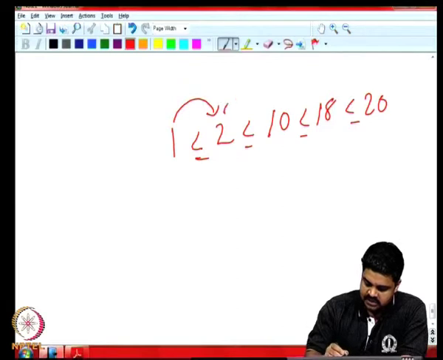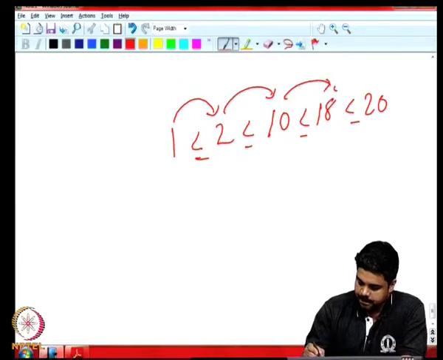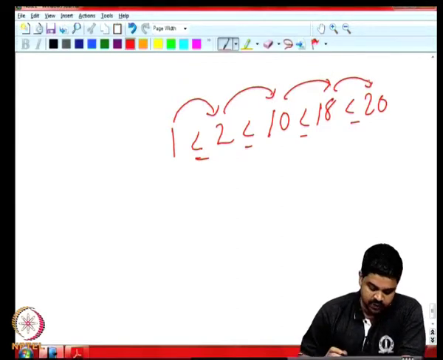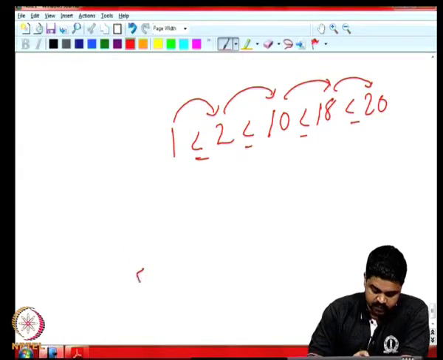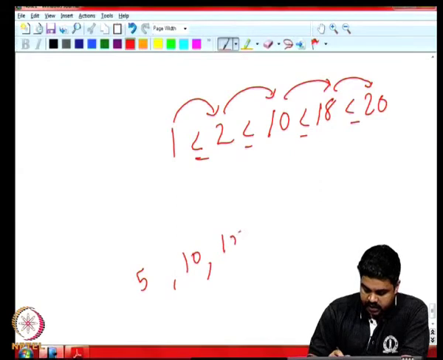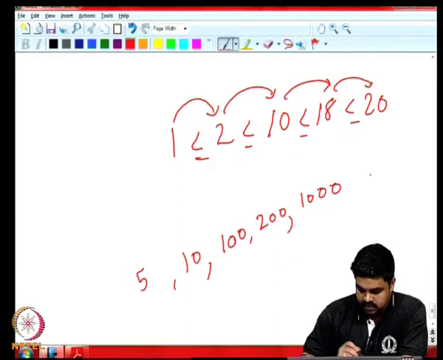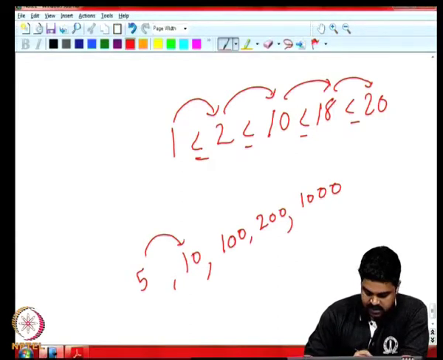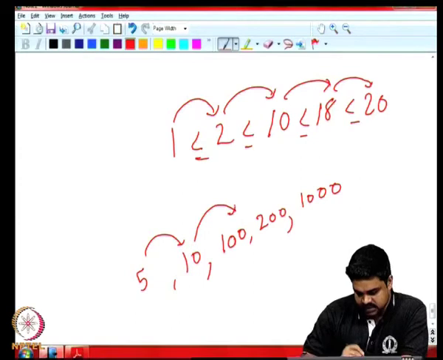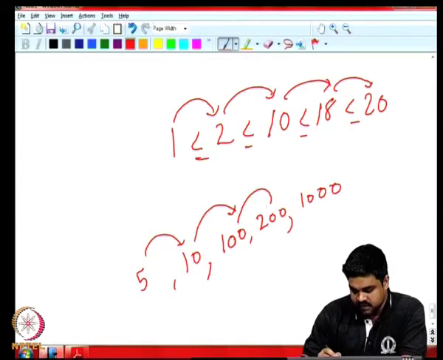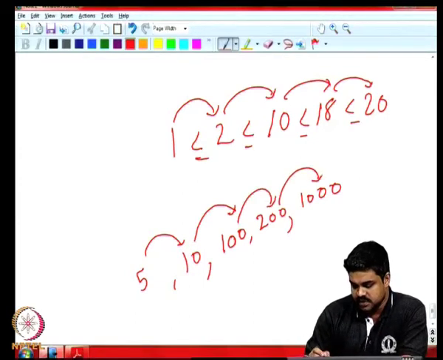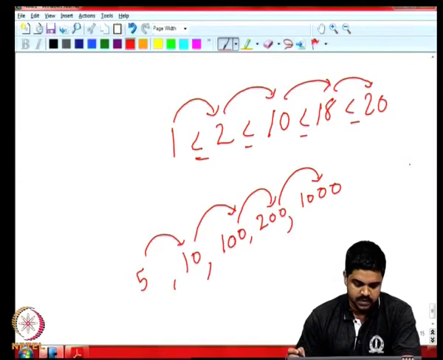So always the relation is forward. In the division partial order, for instance 5, 10, 100, 200, then 1000, this is a chain because 5 divides 10, 10 divides 100, 100 divides 200, 200 divides 1000 and so on.